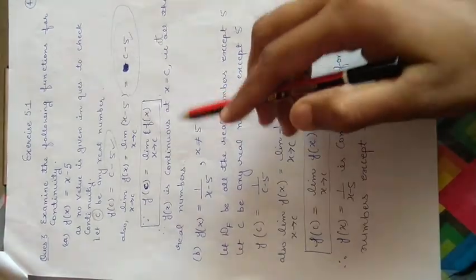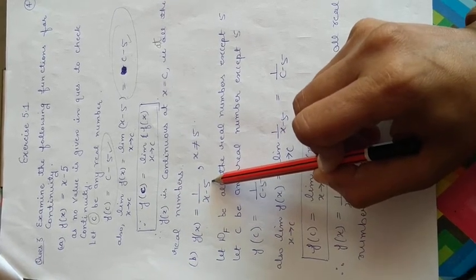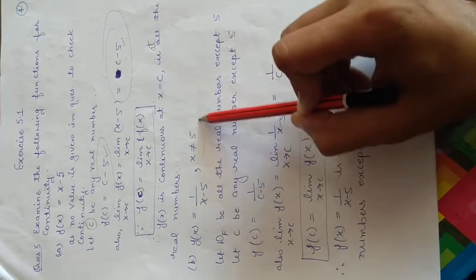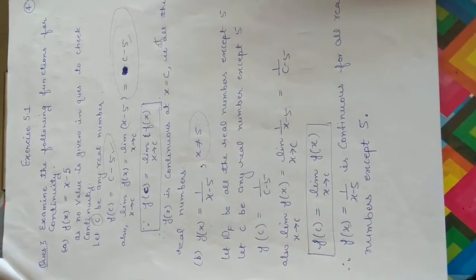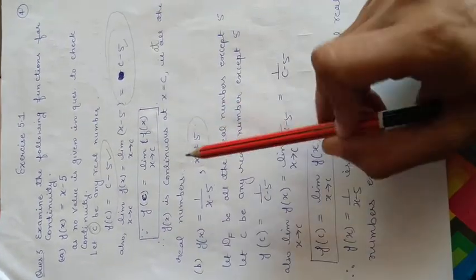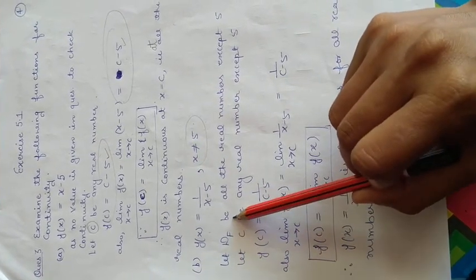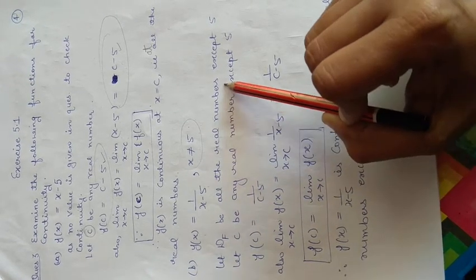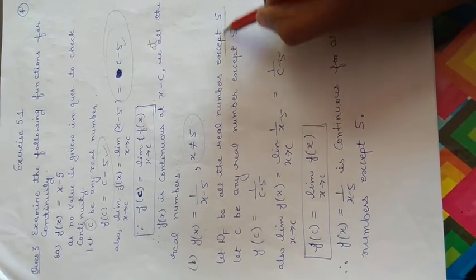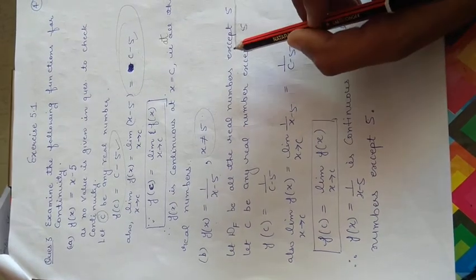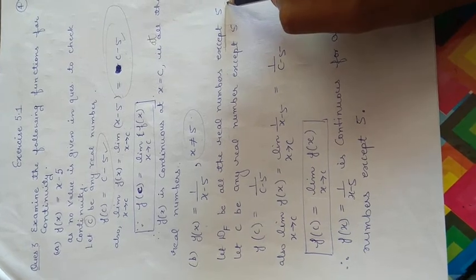Now बच्चे, I am moving to the next part, that is f(x) is equal to 1 upon x minus 5, and in your question this condition is given to you, that is x not equal to 5. What is that condition? The condition is x not equal to 5. So बच्चे, let D(f) be the domain of all the real numbers except 5. Now you will be asking why ma'am has written except 5. The reason for this is there.